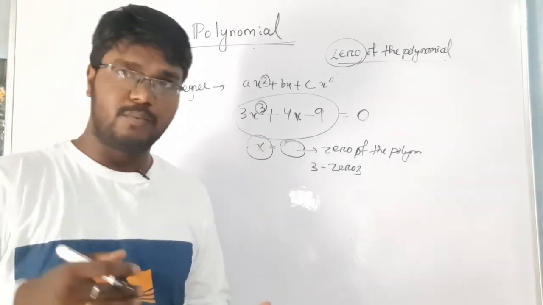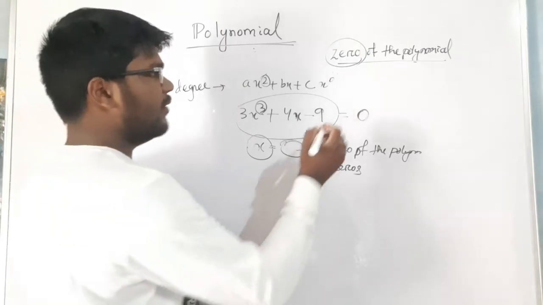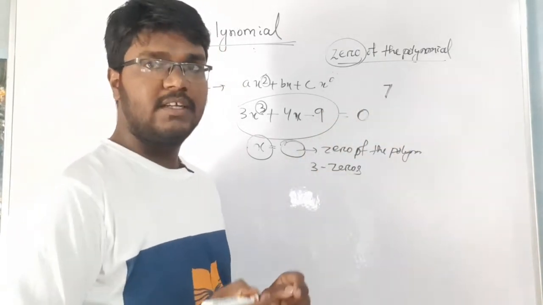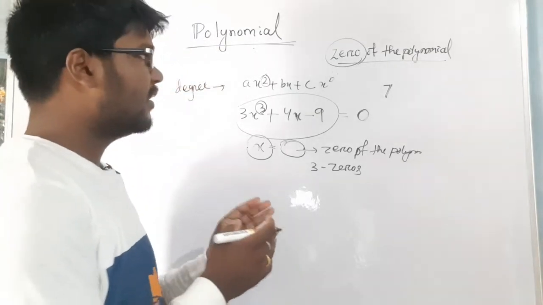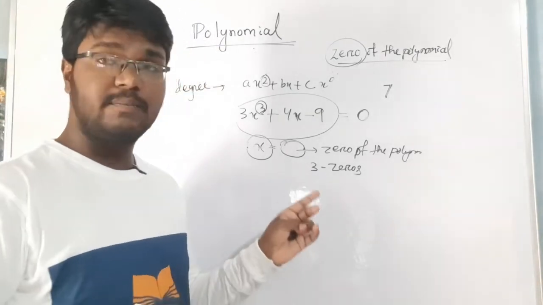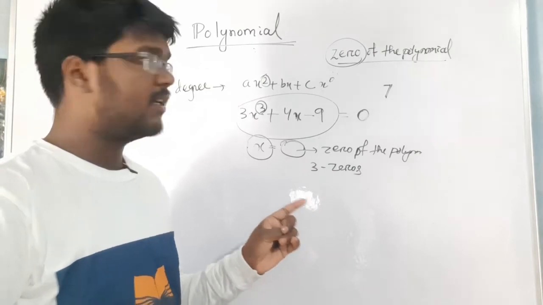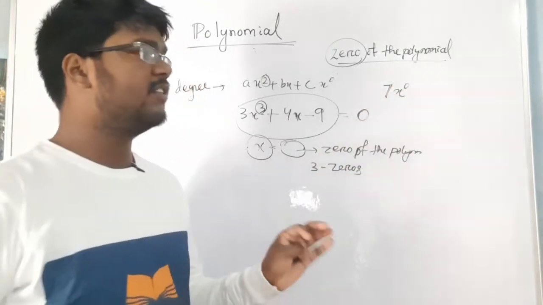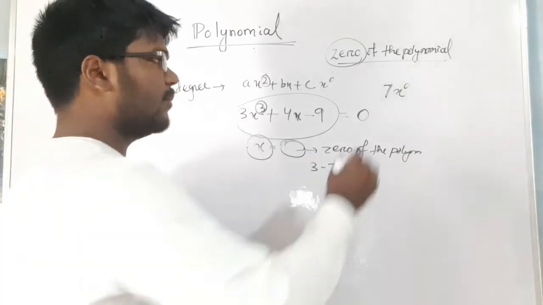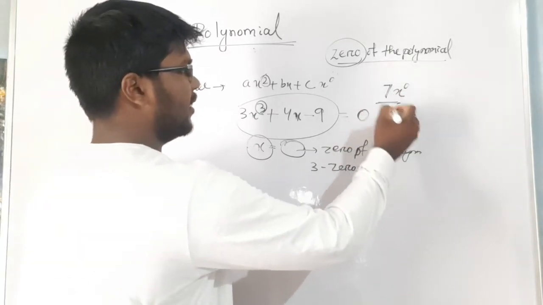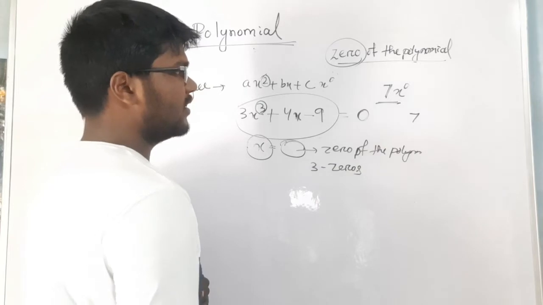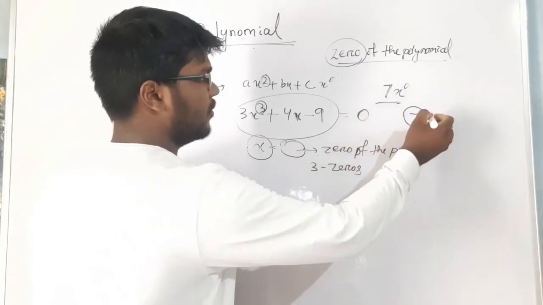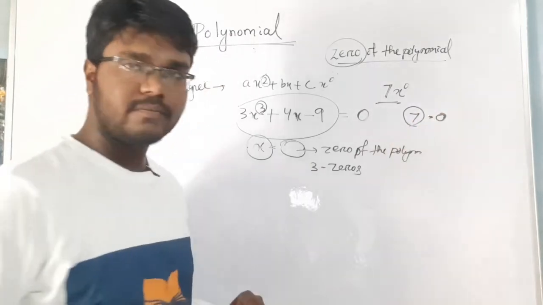But what is the zero polynomial? You see here, if I write only 7, this is a constant term. That means 7 is a constant term, but what is its degree? Its degree is 0, because if I write x raised to the power 0 with it, it will still give 7. So for the monomial 7, the degree of the polynomial will be equal to 0.